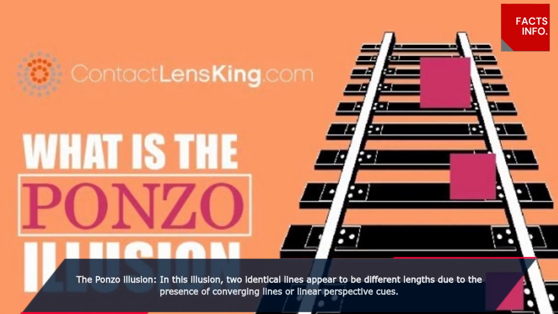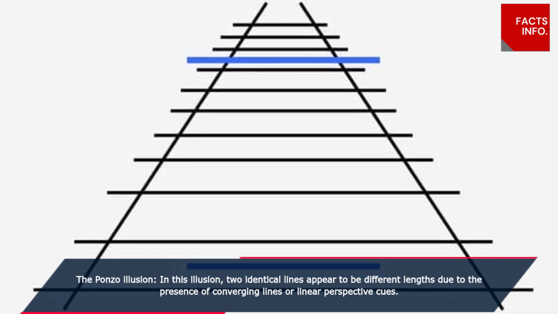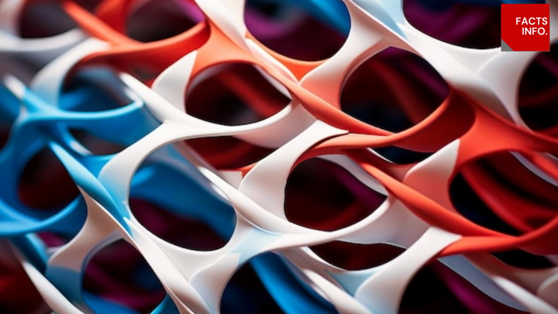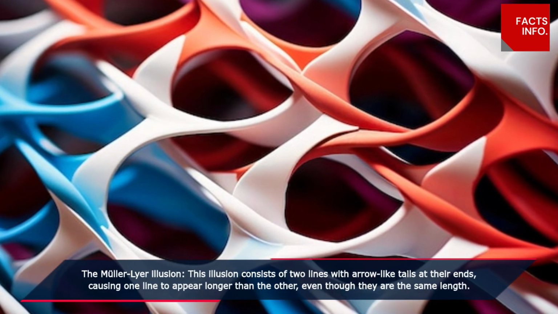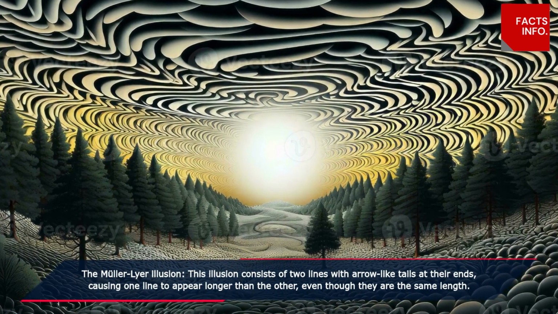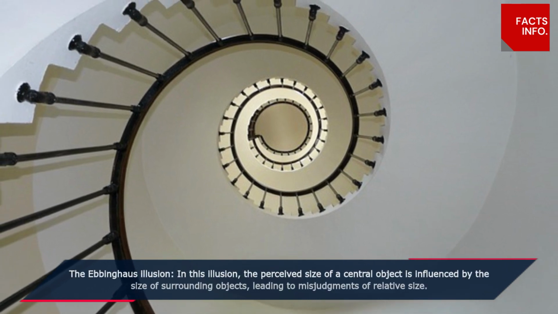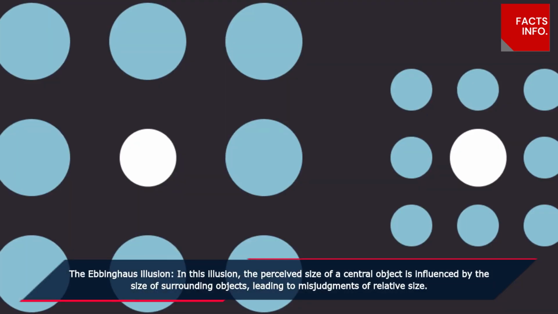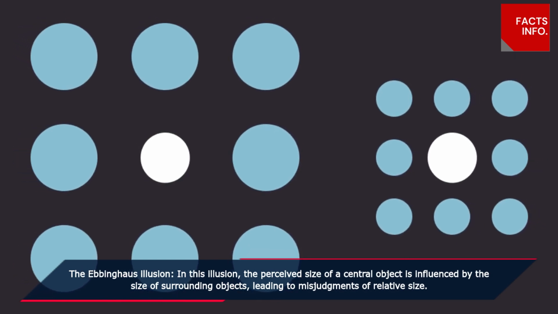In this illusion, two identical lines appear to be different lengths due to the presence of converging lines or linear perspective cues. The Muller-Lyer illusion. This illusion consists of two lines with arrow-like tails at their ends, causing one line to appear longer than the other, even though they are the same length. The Ebbinghaus illusion. In this illusion, the perceived size of a central object is influenced by the size of surrounding objects, leading to misjudgments of relative size.